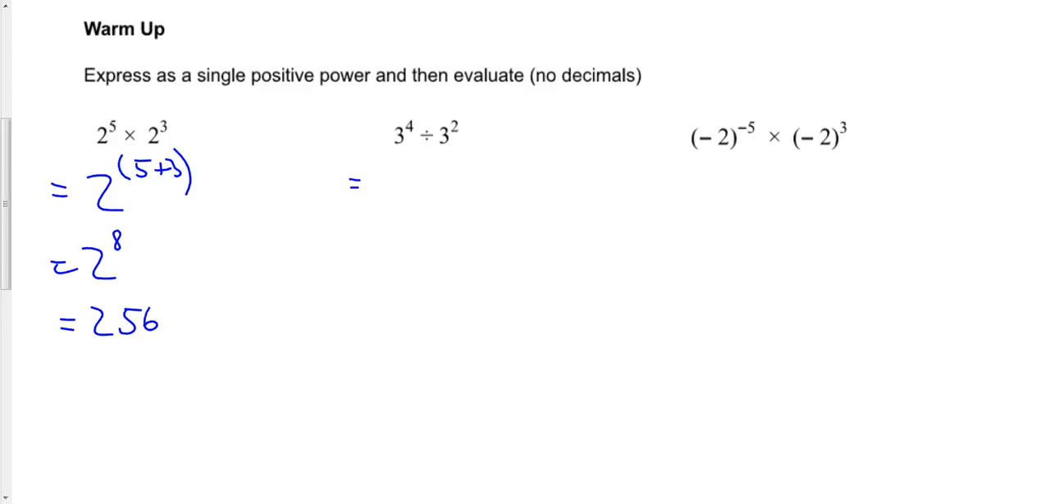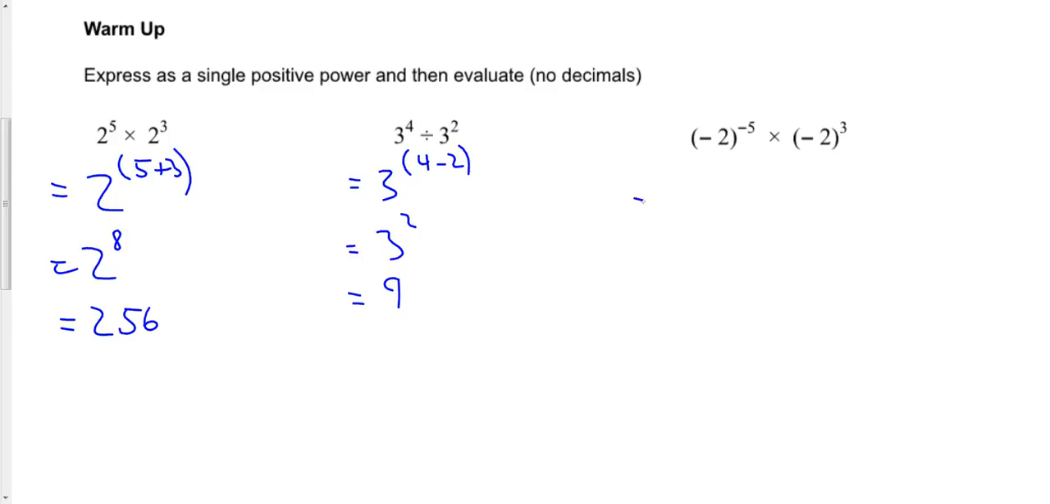If I go to the next one over here in the middle, I've got powers with the same base. Base is 3. So because they're being divided, I subtract the exponents. So 4 minus 2, that's going to equal 3 to the exponent 2. And I can now evaluate that as equaling 9.